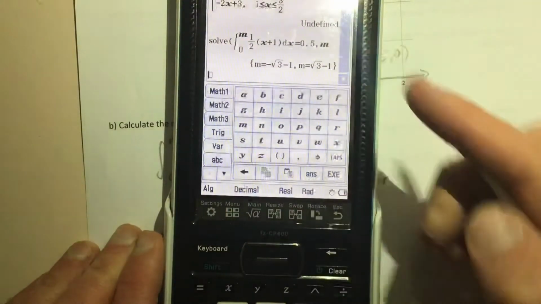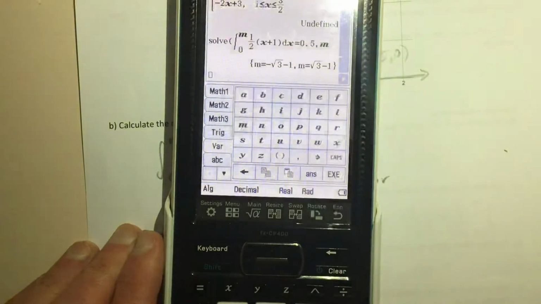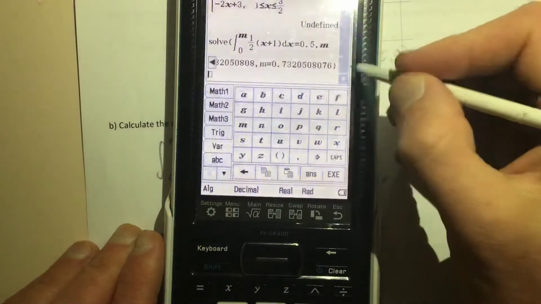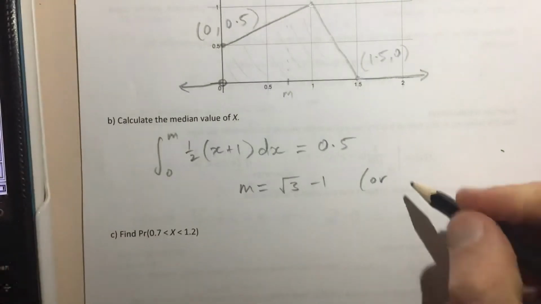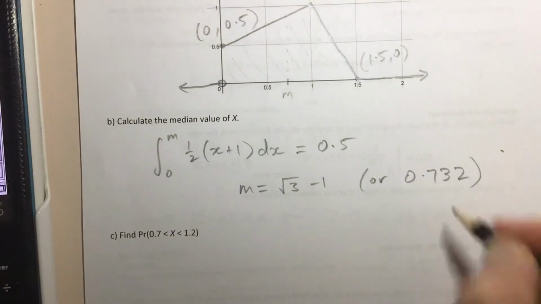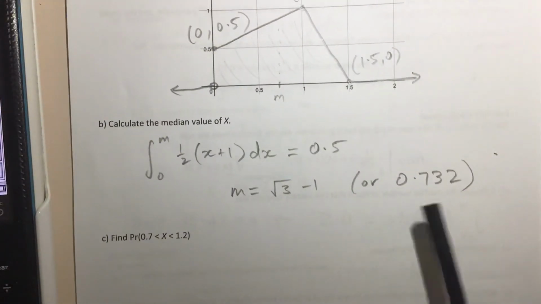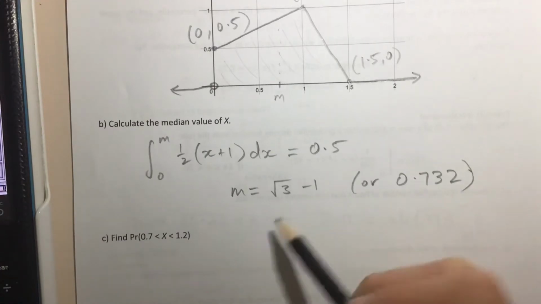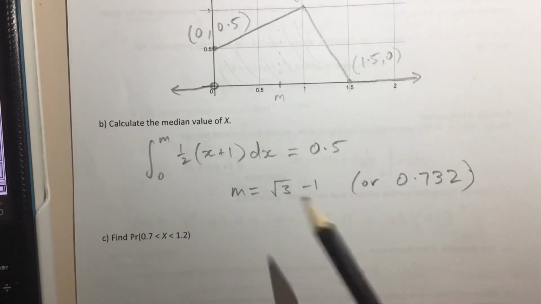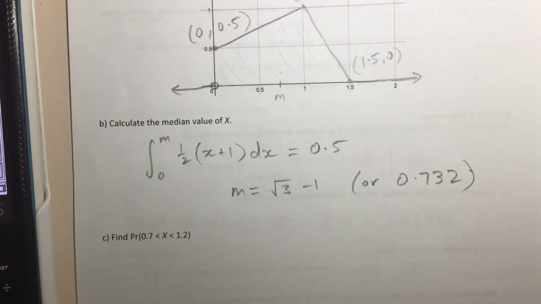So if we had done that, let's just see what we would have got. M equals 0.732. Had the question been worded the way I intended, that's probably the answer we'd be looking for. But if we're sticking with the good habits of giving exact values unless we're told to round, then √3 minus 1 would be the answer.